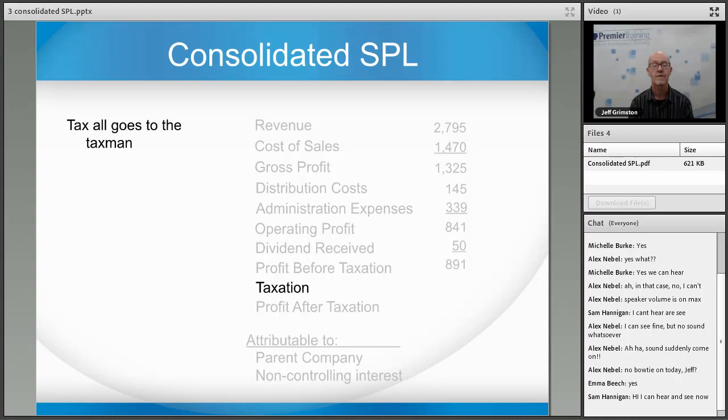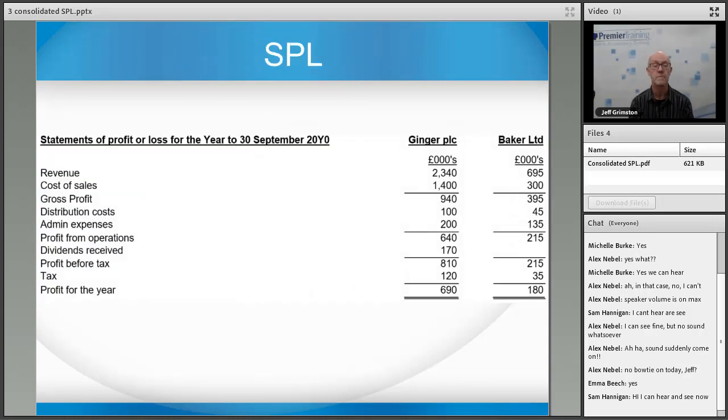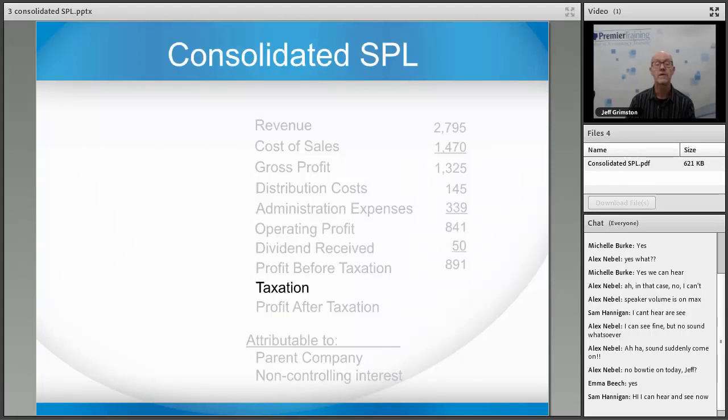Everybody's favourite. Don't we love paying tax? It all goes to the tax man. Sadly, the tax man is not a member of our group. We don't get to keep any of it, sadly. So, from the data, once again, the tax is 120 for Ginger, 35 Baker, 120 plus 35, tax 155. So we finish up with our profit after tax of 736.